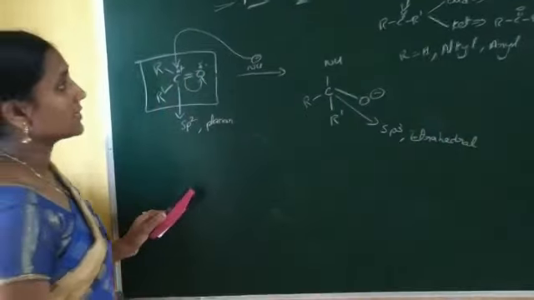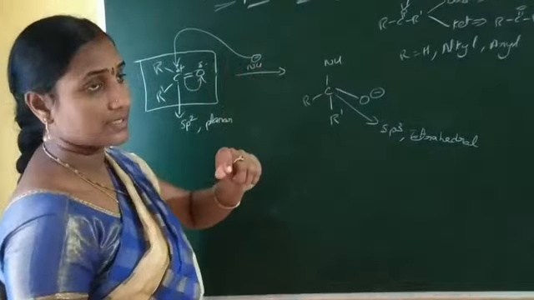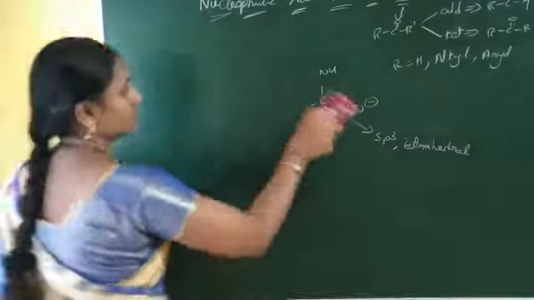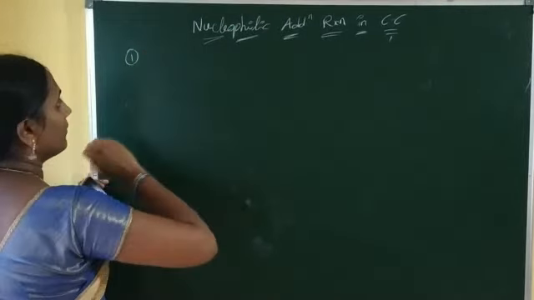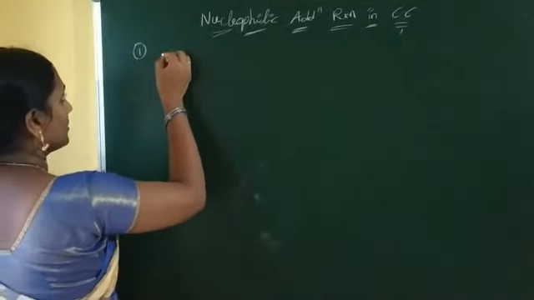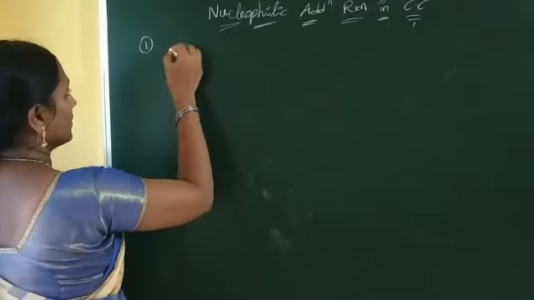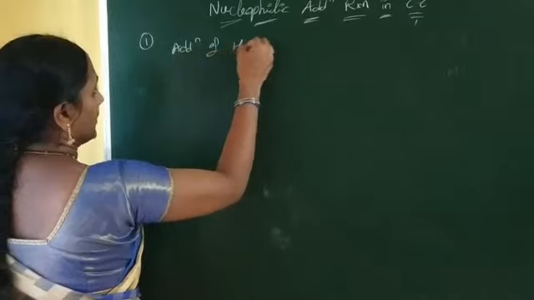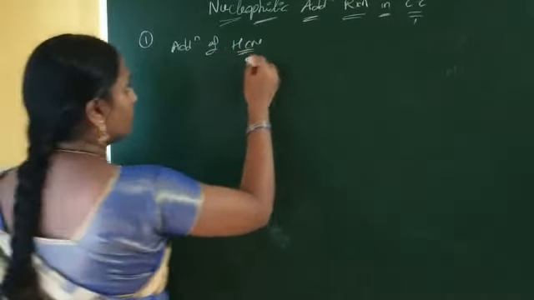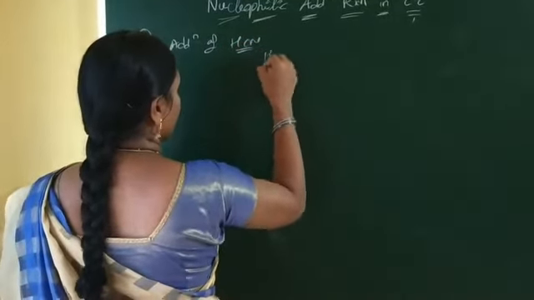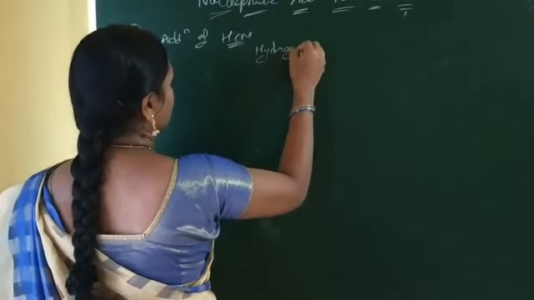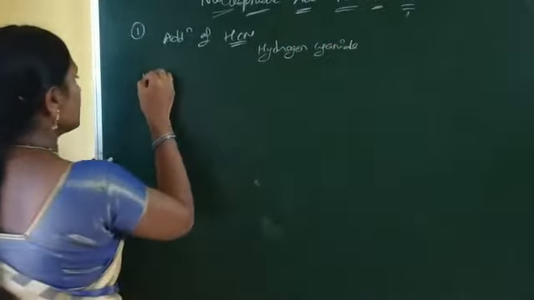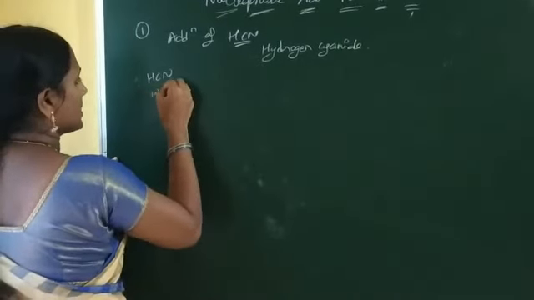In our syllabus, a number of nucleophilic addition reactions are there. In the first one, addition of hydrogen cyanide. The name of HCN is hydrogen cyanide. In general, hydrogen cyanide acts as a weak acid.